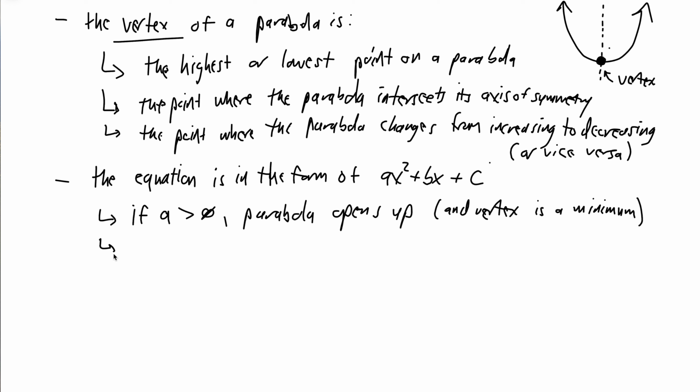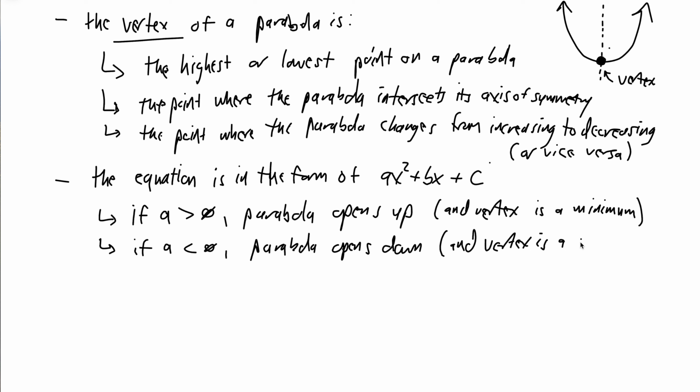Okay, you can take a guess then that if a is negative, your parabola will open down. And therefore, if it opens down, your vertex is going to be a maximum. Again, if we need to, we can visualize that. You draw a parabola opening downward. You look at the vertex right here. That's a maximum. Okay, pretty easy to see.